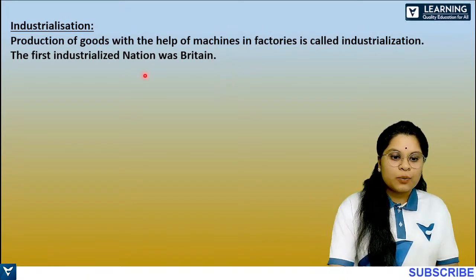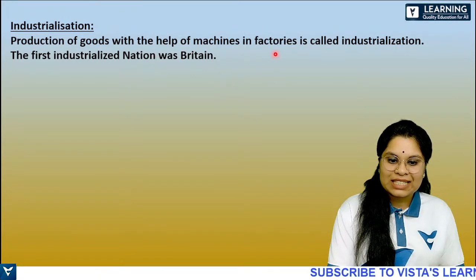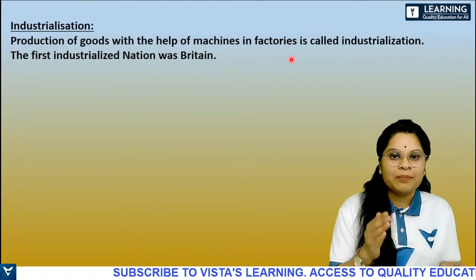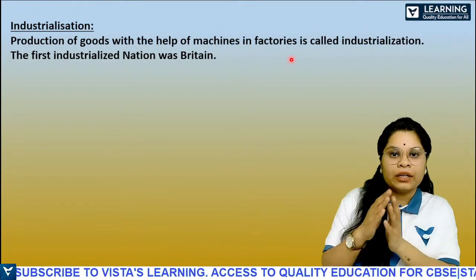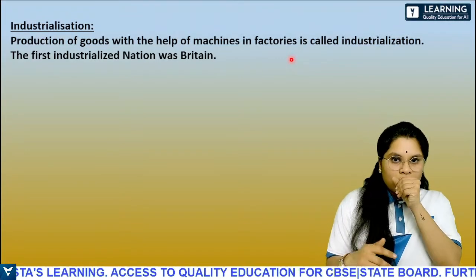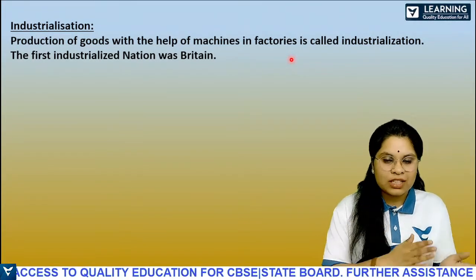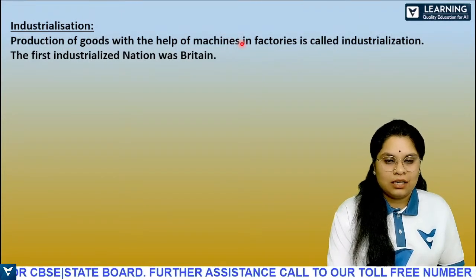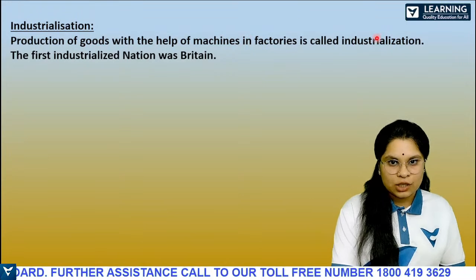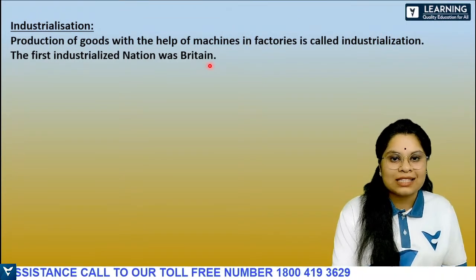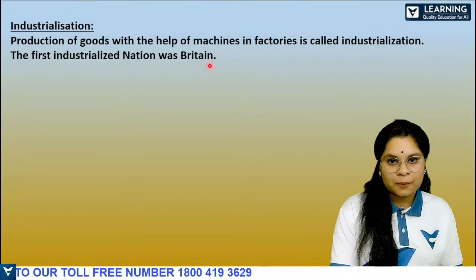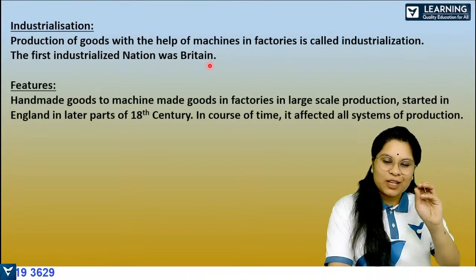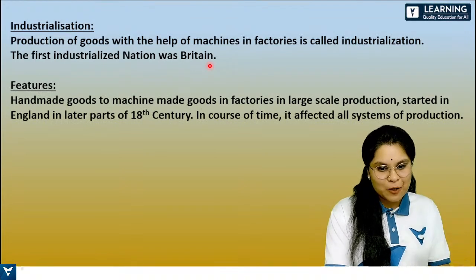Production of goods with the help of machines in factories is called industrialization. Basically from manpower, we are going to electronic power, so there's a shift. We'll be using machines there, and that is basically called industrialization. The first industrialized nation was Britain. These are some minute things which you'll definitely have to keep in your mind.